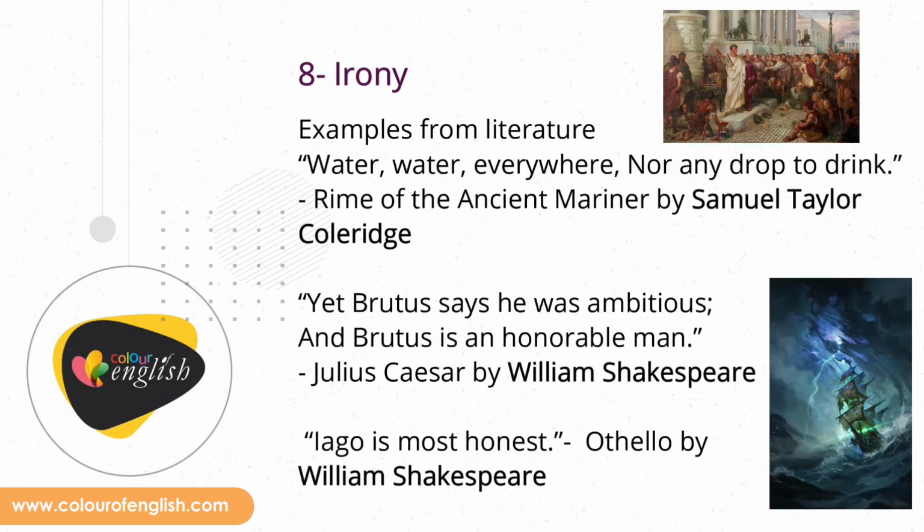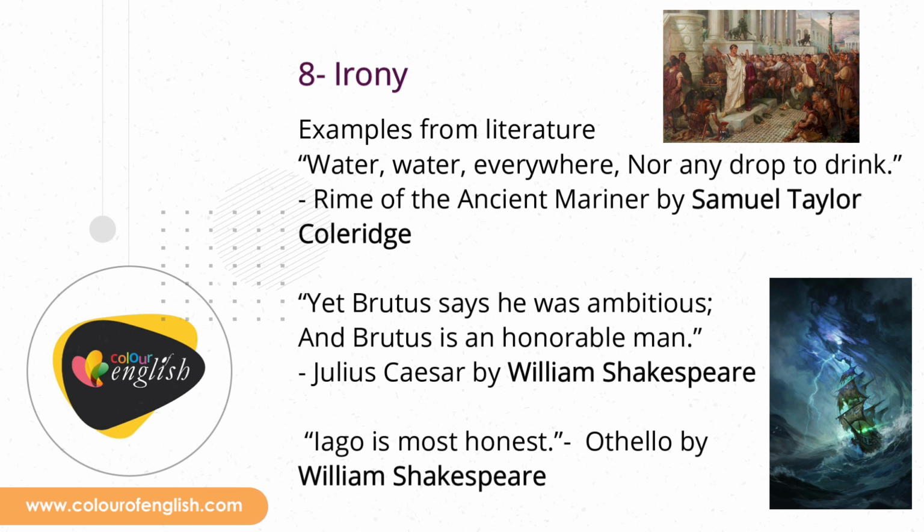Now here are some ironical examples from literature. Water, water everywhere, nor any drop to drink. These lines are taken from Rime of the Ancient Mariner by Samuel Taylor Coleridge. Water, water everywhere. Everywhere is water around you, but you don't have any drop to drink. This is ironical. ये एक आयरॉनिकल स्टेटमेंट है कि आपके चारों तरफ पानी ही पानी है, लेकिन आप उसमें से एक ड्रॉप भी नहीं पी सकते. सो दिस इज़ आयरनी.